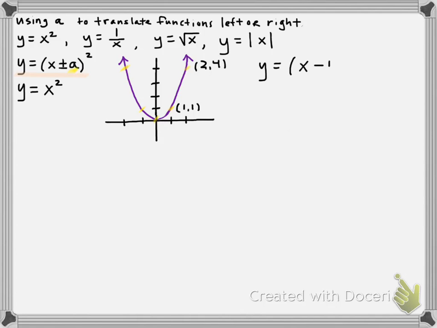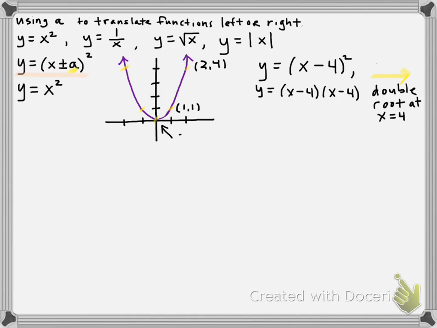Now what happens when I replace x with x minus 4? Theoretically, this graph, which is y equals x minus 4 quantity squared, will give me a double root, and that root will be at x equals 4. A double root just means that you get a bounce off the x-axis. We had a double root at x equals 0 when it was the parent graph, and now we should have a double root at x equals positive 4.